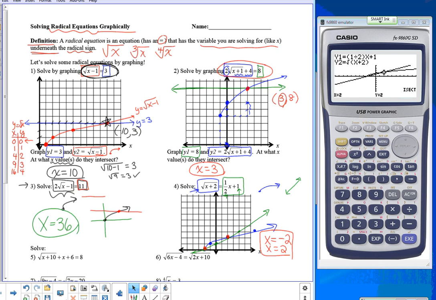Okay, so when we have a line and a square root, they might cross 1 time, they might cross 2 times, or they might not cross at all. We'll have that show up in a little bit.